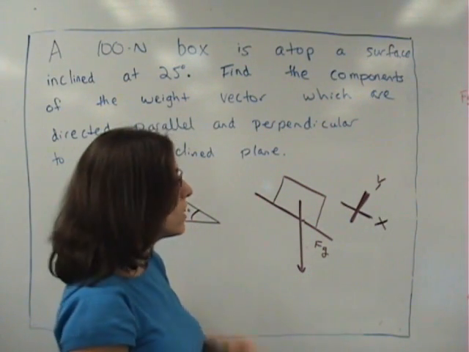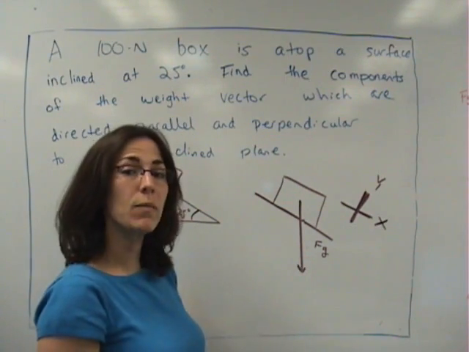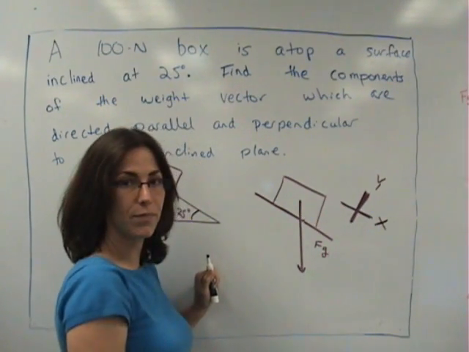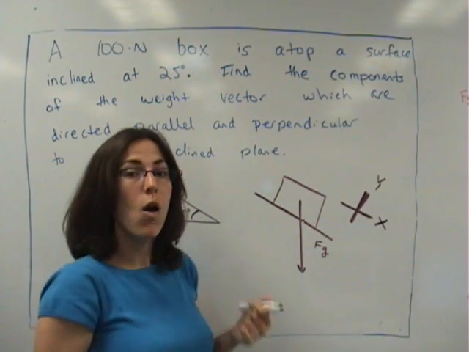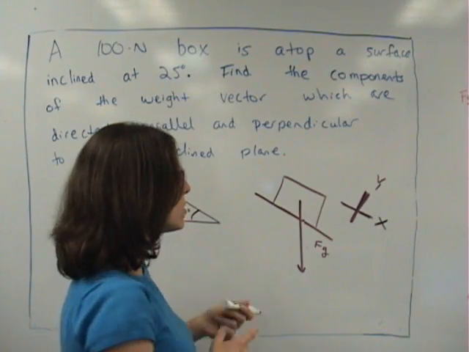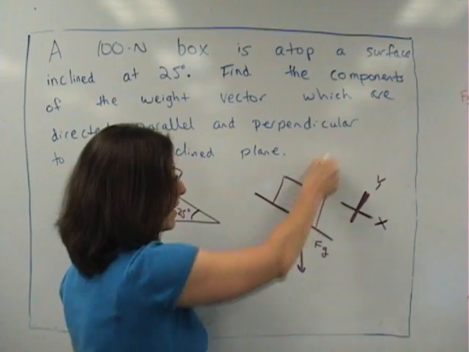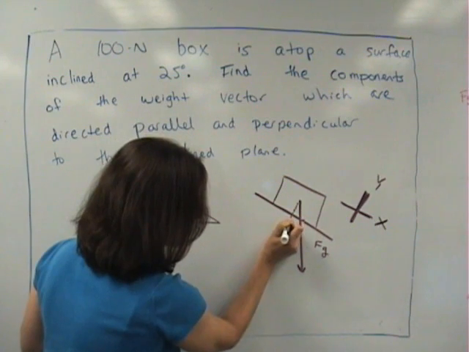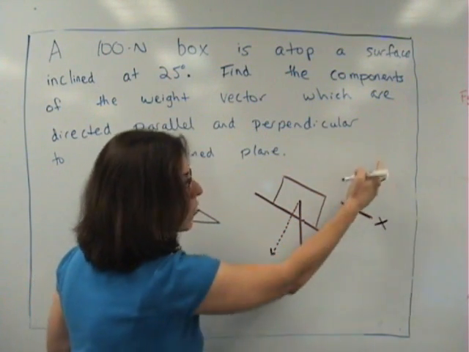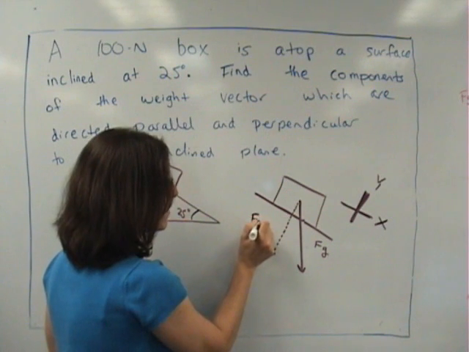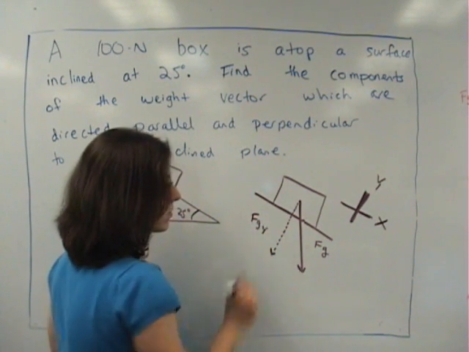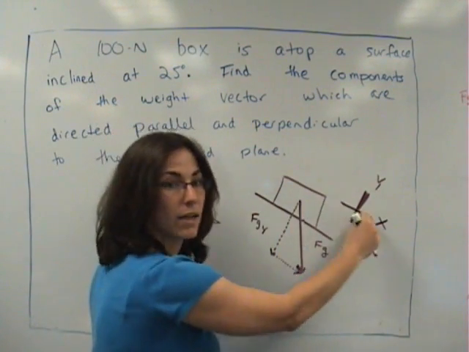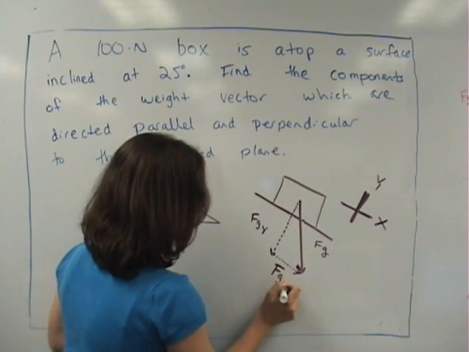So this problem wants to know, for this force of gravity, what component is parallel to the plane? What component is in the x direction? And what component is perpendicular to the plane? What component is in the y direction? So if you look at this, we're looking for how much of this vector is this way and how much of this vector is this way. So let me go ahead and draw in the components. Perpendicular to the ramp, or in this y direction, I'm going to call this the force of gravity in the y direction. And then going this way, parallel to the ramp, or in the x direction, I'm going to call that the force of gravity in the x direction.